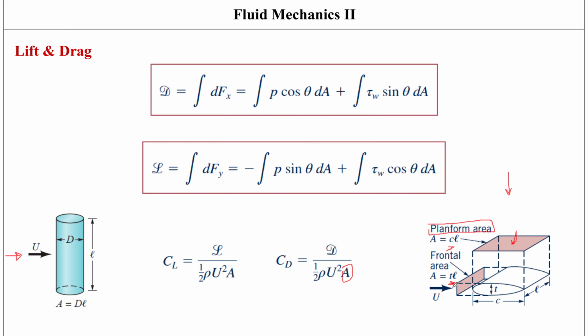So it depends on what kind of body we're looking at, what kind of situation we're looking at, and depending on that, we would have to decide what is the area that we're considering. But obviously, whatever we're using to define lift and drag coefficients, the area needs to be clearly and explicitly stated, that this is the area we've chosen as the characteristic area for finding out the lift coefficient and the drag coefficient.